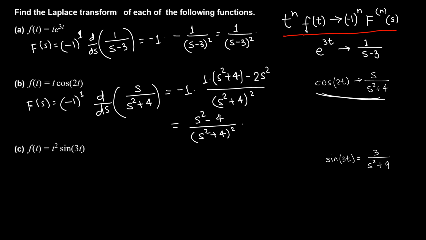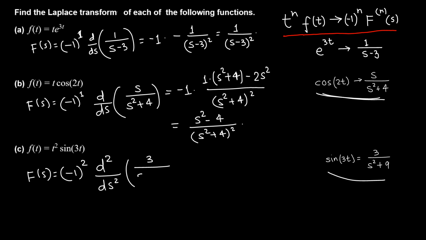Now this is t squared sine 3t, so the Laplace transform will be -1 raised to 2, and it's a second derivative: we need to find the derivative twice of the Laplace of sine 3t. And looking at the table, sine 3t has the Laplace transform 3 over s squared plus 9. Now we need to find the derivative twice, and outside -1 squared is just +1, so we don't have to write it. Let's find the derivative here.